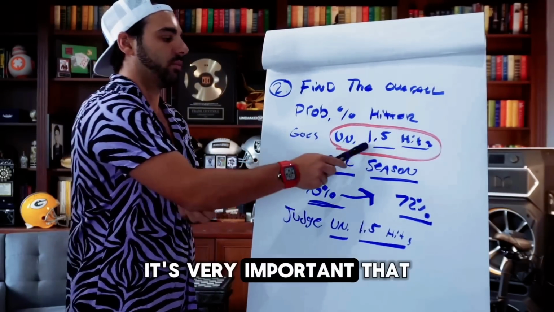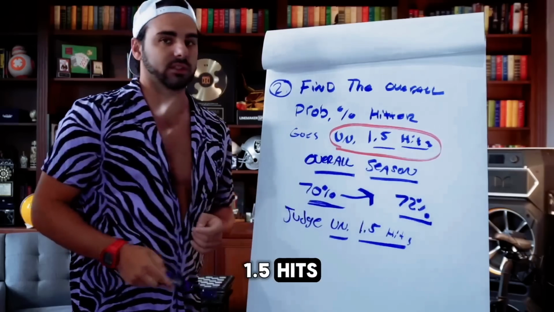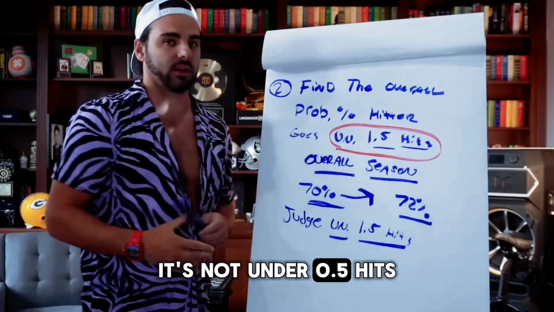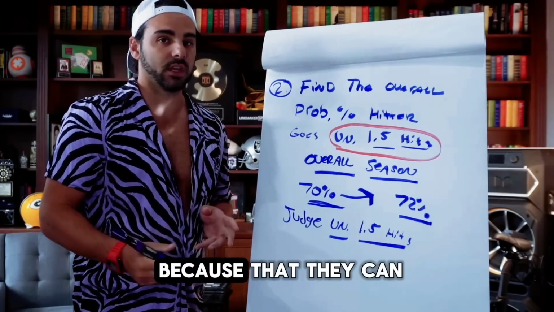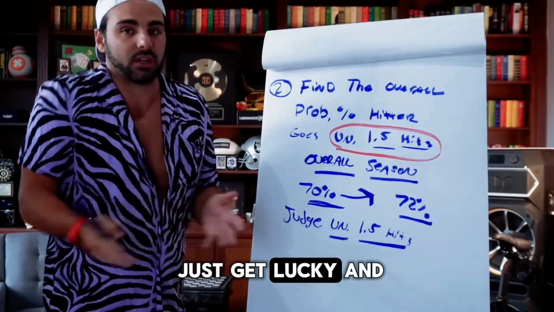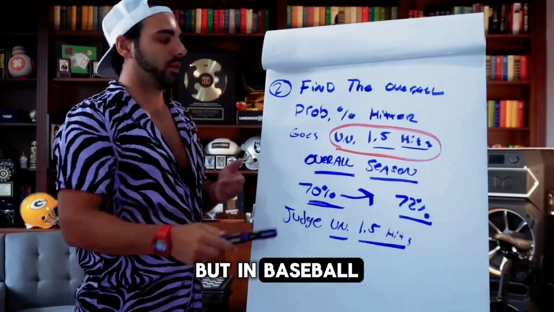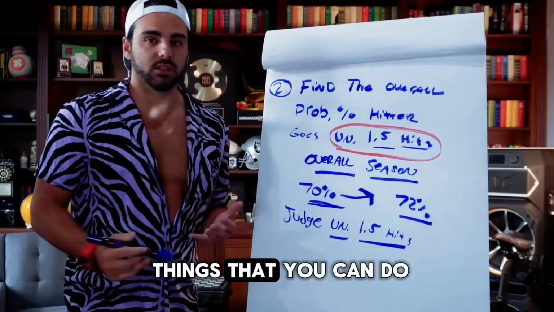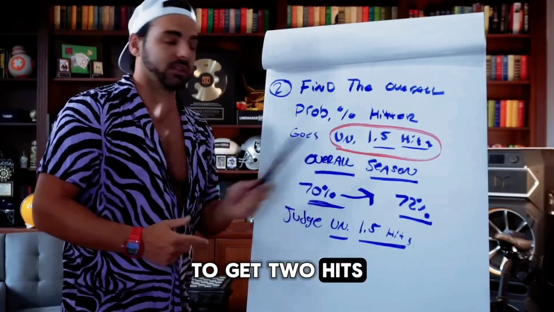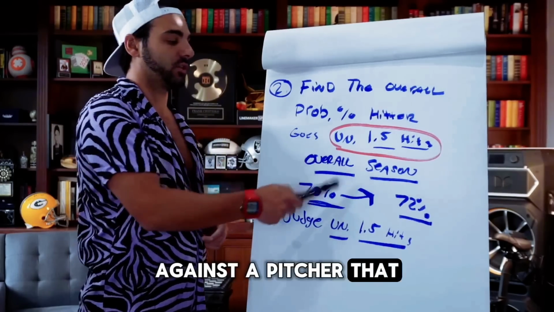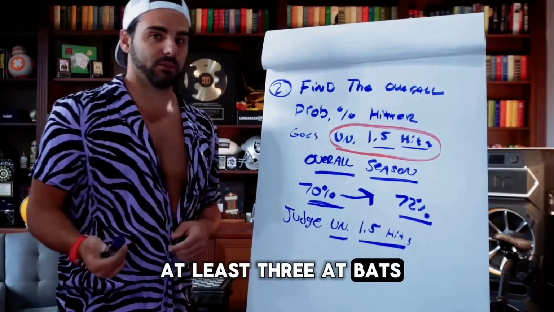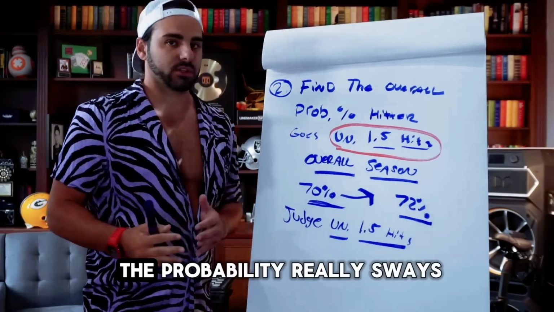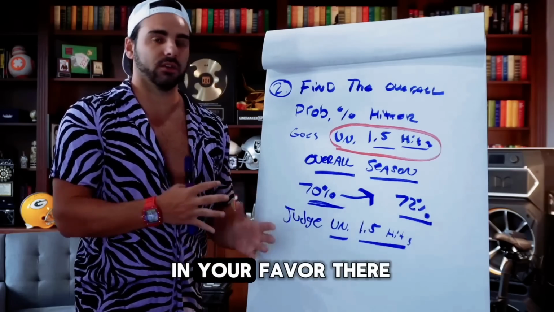Okay? It's very important that you understand it's under 1.5 hits. It's not under 0.5 hits. The reason why is because they can just get lucky and get one hit. But in baseball, getting a hit is one of the hardest things that you can do. To get 2 hits in a game against a pitcher that they don't go well against, that they should have at least 3 at-bats against, now think about this. The probability really sways in your favor there.